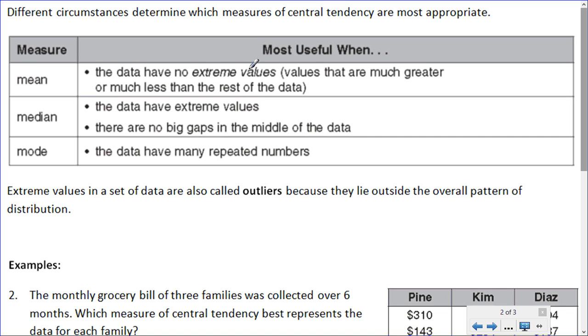The mean, first of all, is most useful when the data have no extreme values, values that are much greater or much less than the rest of the data. Extreme values highly affect the mean because the mean is sensitive to every single value in the data set. So think about this in terms of your grade in a class. Your grade is basically an average. Yes, it's a weighted average, but it is basically an average. So that's why when you have an extreme value, it can make a huge impact on that.